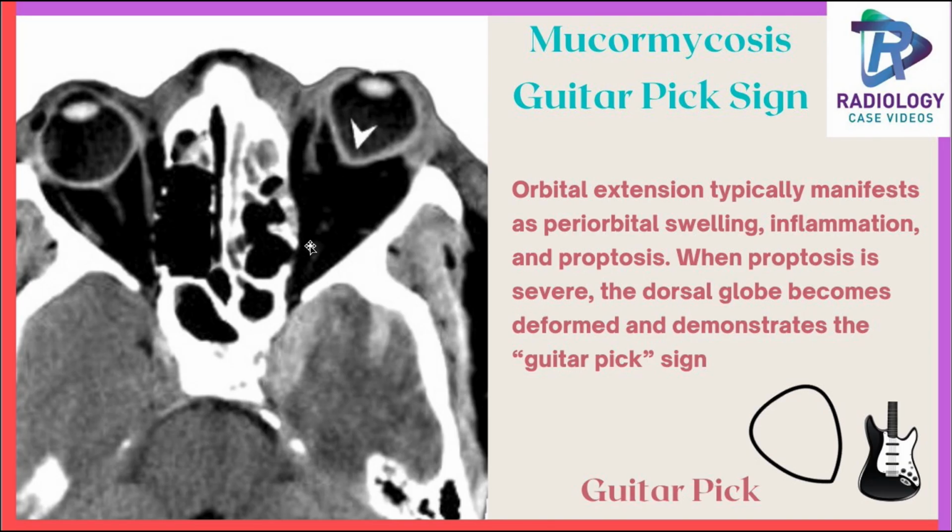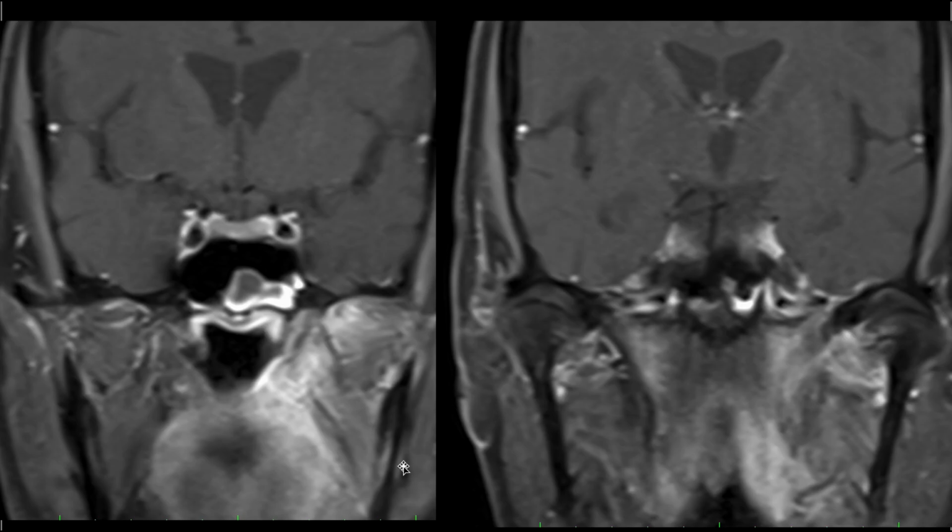Another sign which has been described for cases of mucor is called the guitar pick sign. So when there is flattening of the dorsal globe, this resembles a classical guitar pick. Because of the extensive orbital cellulitis, you can get an increase in axial proptosis, and you can get the guitar pick sign.